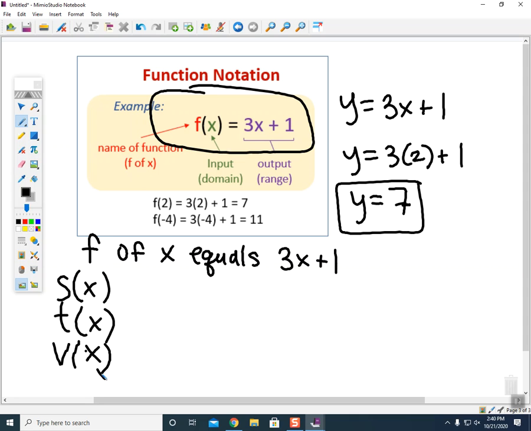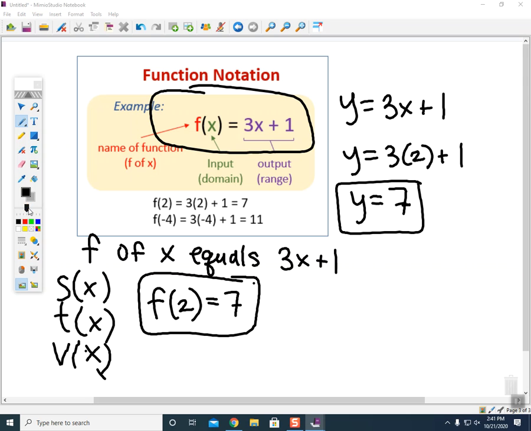Okay? The letter that's in parentheses is telling you what my input values are. So in this case, my input values are all of my x values. So my x are my input values. And then when I'm done with that, I get my output, what happens when I plug it in. So, for example, if I have, in this case, f of 2, 2 is my input value. I'm going to plug 2 into my equation. Well, I did that over here. I already found out that y equals 7 when x equals 2. So I can just write f of 2 equals 7.